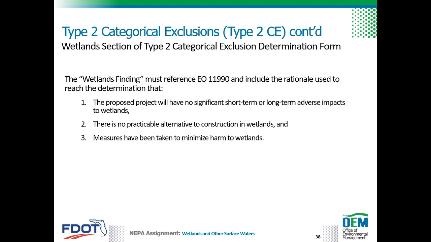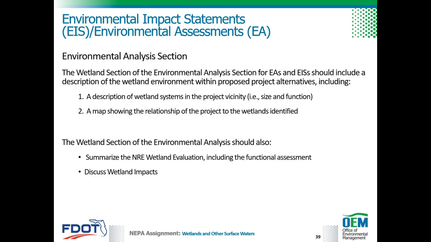For more information about developing Type 2 CEs, see Part 1, Chapter 5 of the PD&E Manual and NEPA Introductory Course, Categorical Exclusions. The environmental analysis section of an EA or EIS should include a description of the wetland environment within the proposed project alternatives.